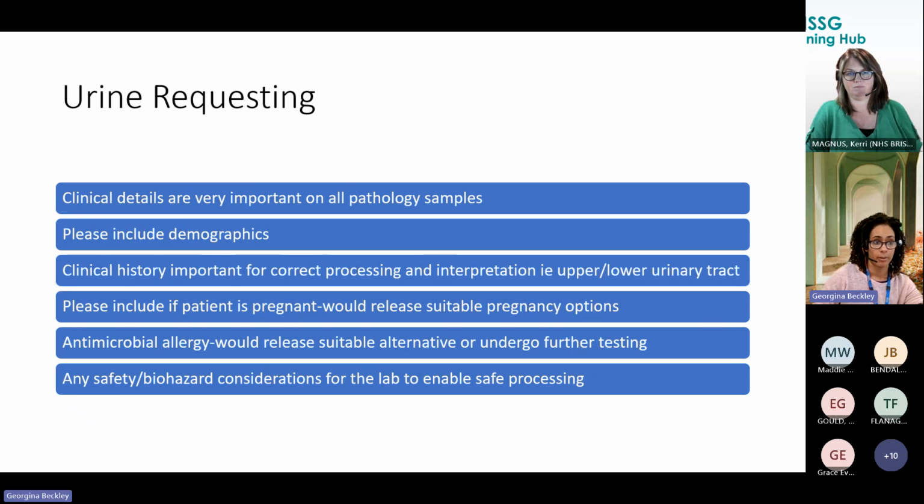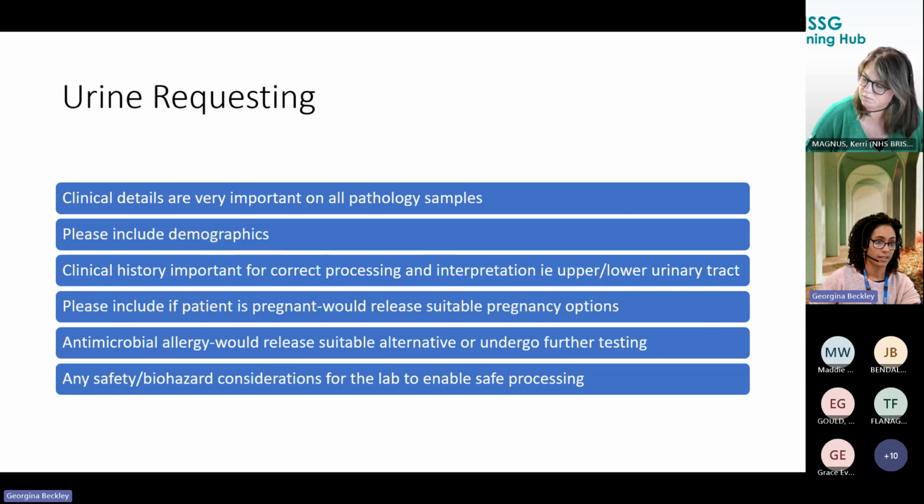When you're requesting, so putting in the ICE or paper form, clinical details are really important, and I'll come on to why that is later in the reporting side of things. Please include the patient demographics. Clinical history is really important for processing and interpretation, particularly knowing upper urinary tract versus lower urinary tract symptoms. Please include if the patient's pregnant, again really important for our reporting, so we give you a good and robust report that's useful for your clinical management.